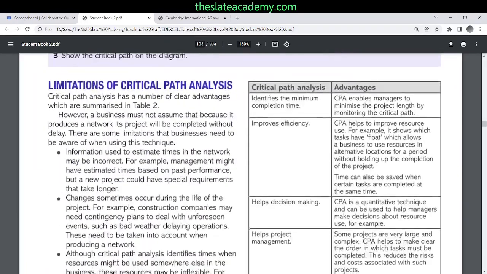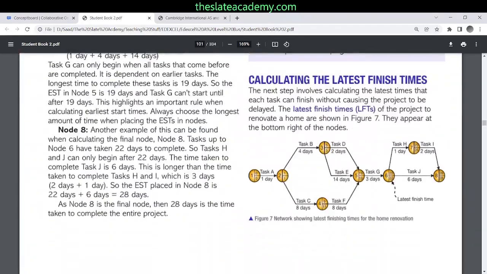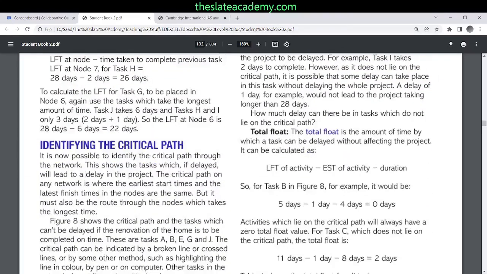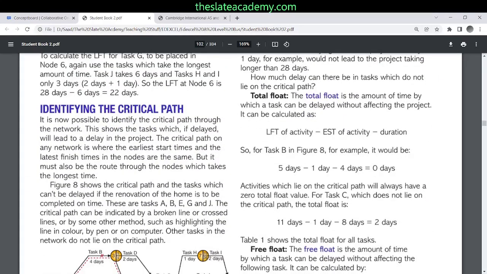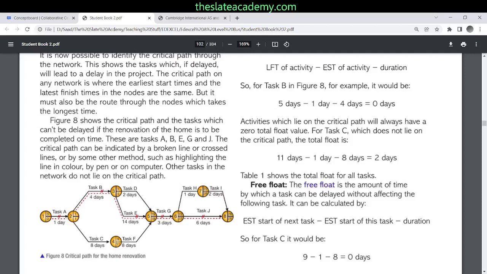So what are the advantages and limitations? One thing first: a few more things that you calculate using CPA is float. Total float is how much a particular task can be delayed without delaying the whole project. That is total float for an activity. So the activities for which total float is 0 mean that if I delay this activity, it will delay the whole project. Those particular lines of activities are called the critical path.